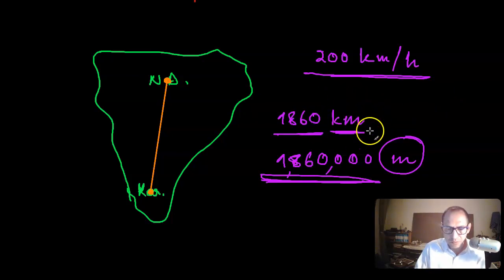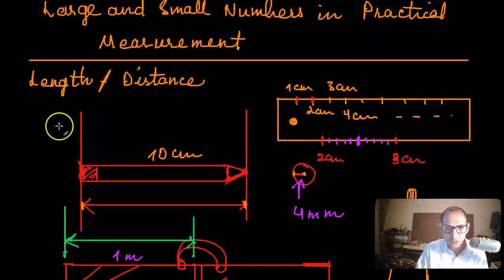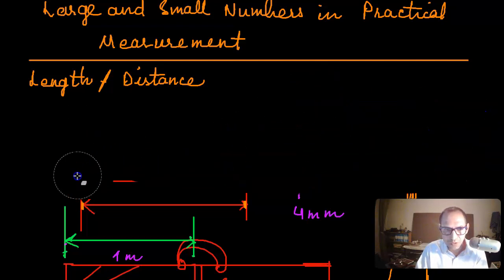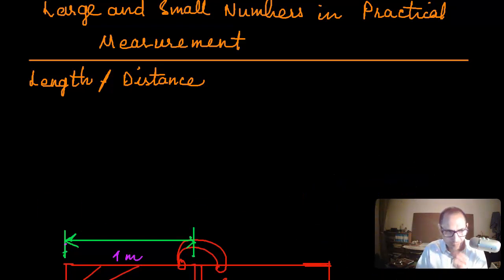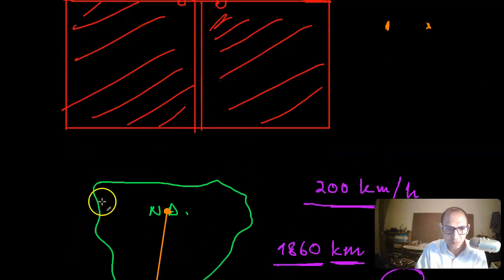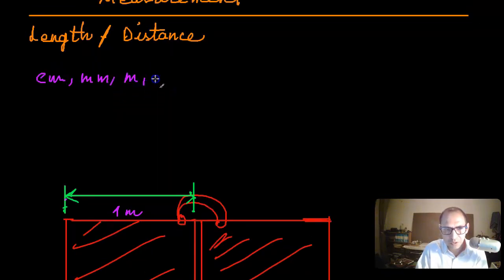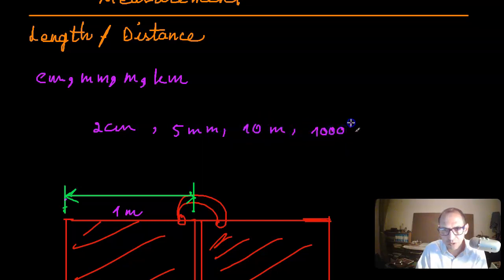So these are all the different units that you can use for distance, or for length. You have the centimeter, you have the millimeter, over here you had the meter, and over here you had the kilometer, the meter and the kilometer, right? So these are the different units that we use for distance. And of course, as we mentioned, the unit is always used with a number, for example 2 centimeters or 5 millimeters or 10 meters, or 1,000 kilometers or something like that, right?